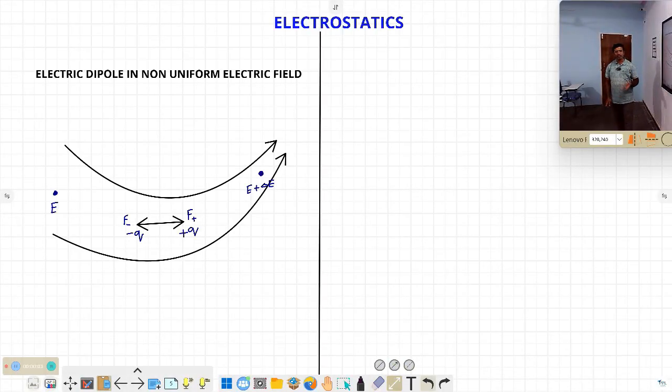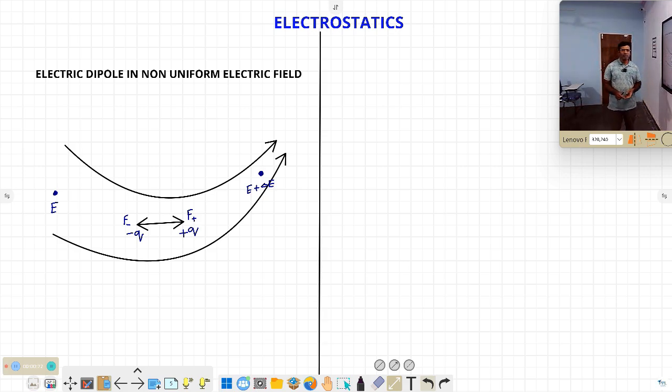Hello students, today in this class we are going to discuss some concepts which are left in the electric dipole. One of the concepts we are discussing today is electric dipole in a non-uniform electric field. First, in the previous class we learned, whenever you take any charge, when it is kept in the electric field, what happens?